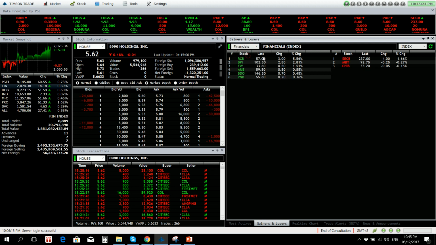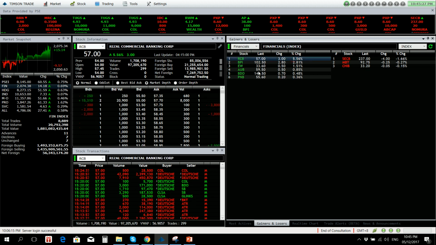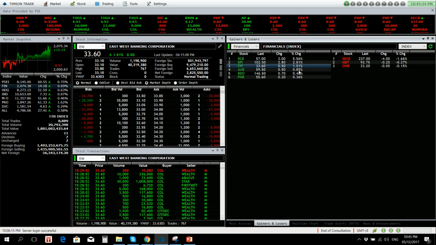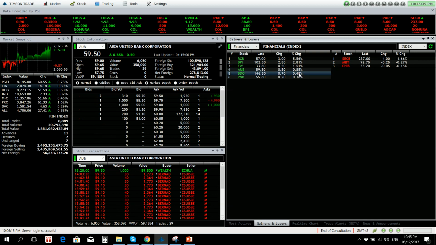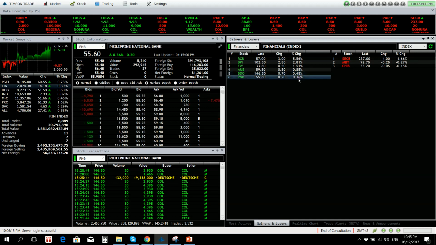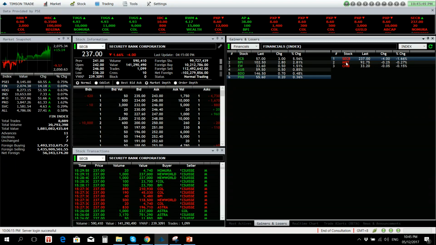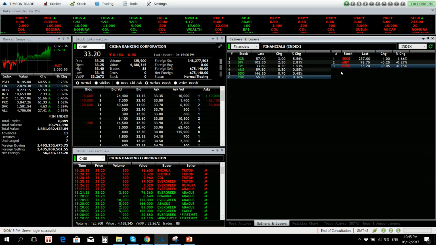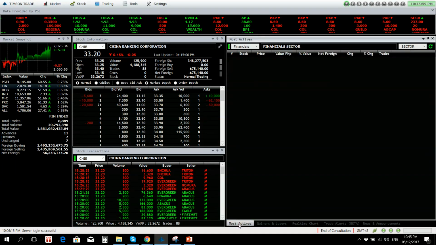Let's check the financials as well. RCBC is up 5.56%, BPI, 2.81%, closing at its high of 102.5, East-West, 1.51%, also closing near the highs. AUB has no volume. BDO, 0.48%, also closing near its highs. PNB, no volume. Security Bank is lower by 1.66% because of the 102 million net foreign selling. Metro Bank, 0.27% lower. And China Bank, 0.15% lower.